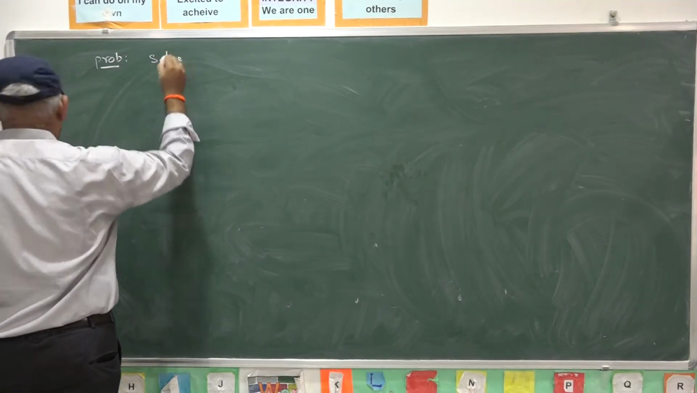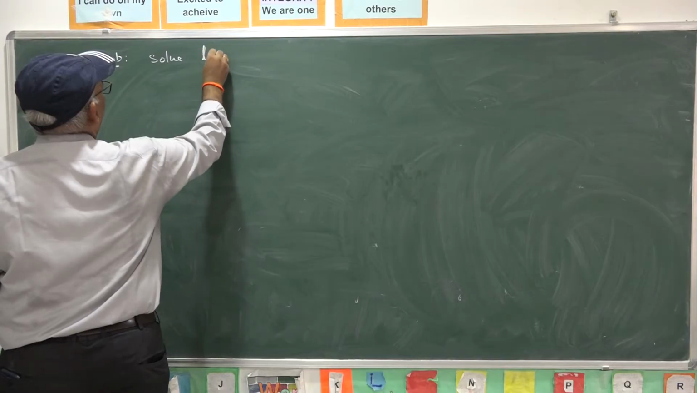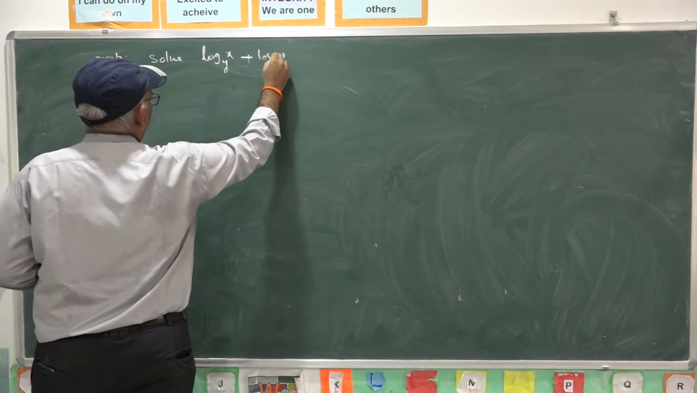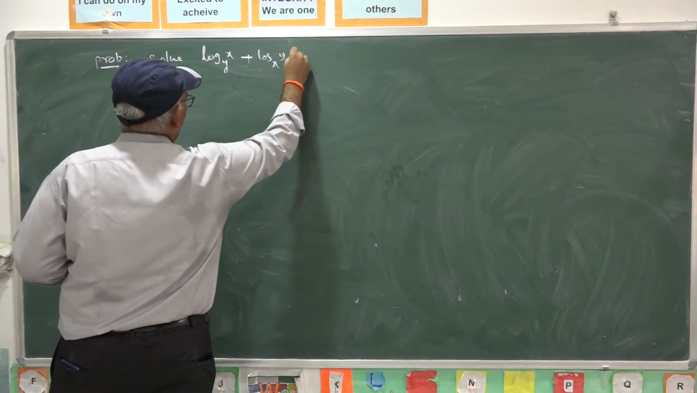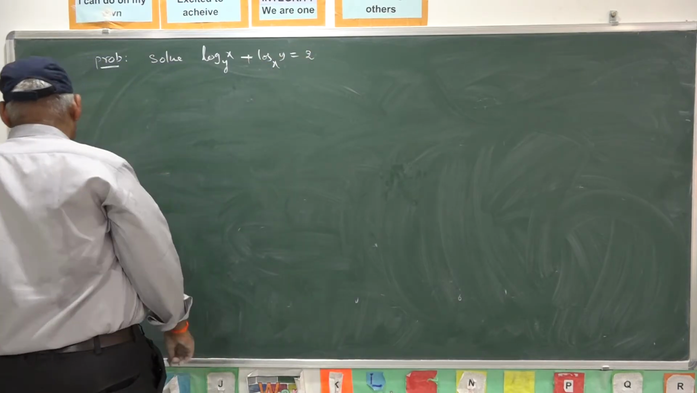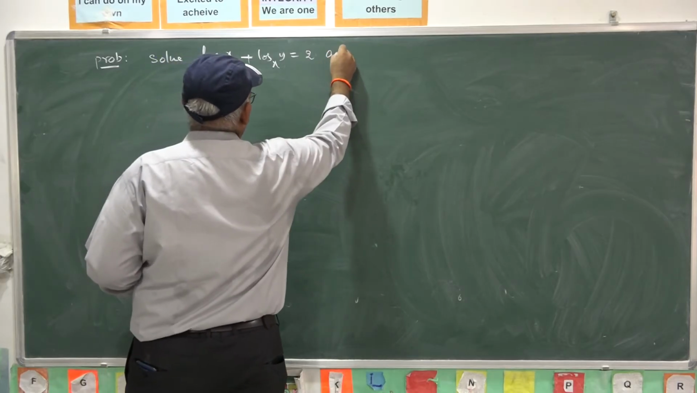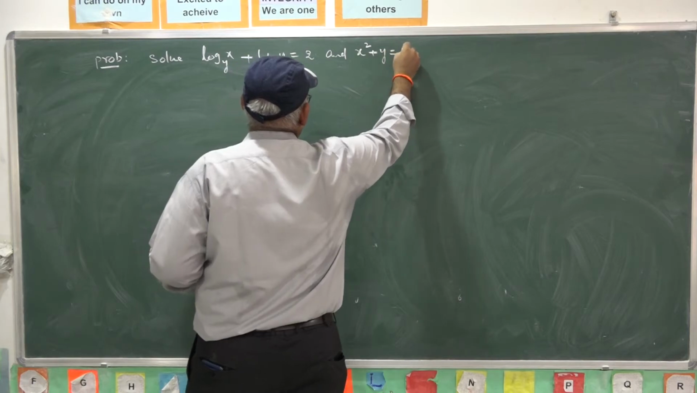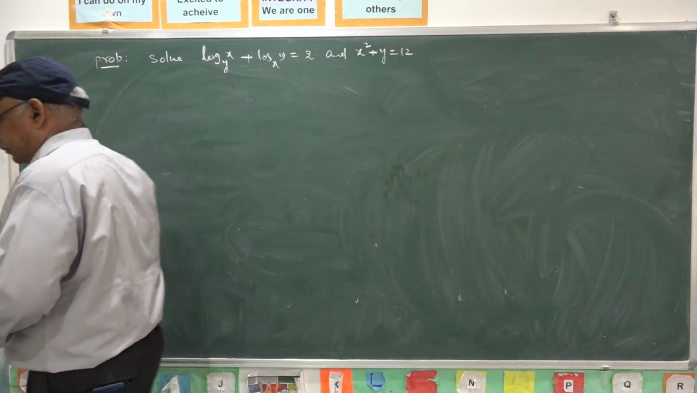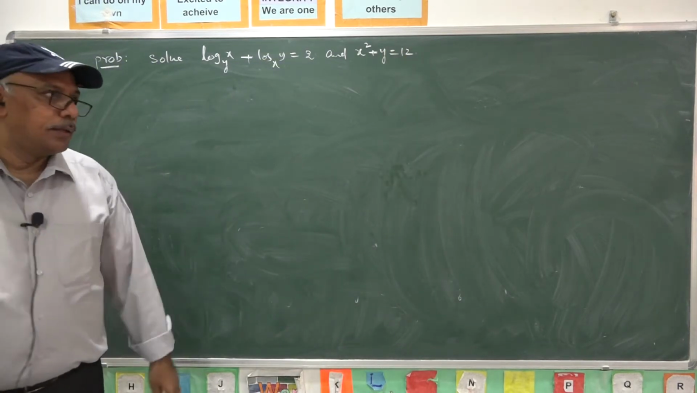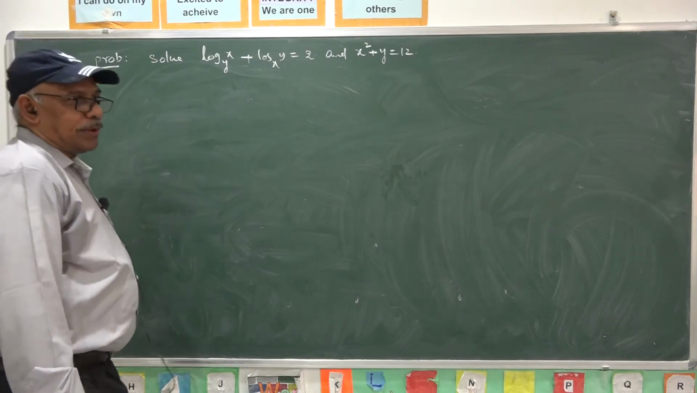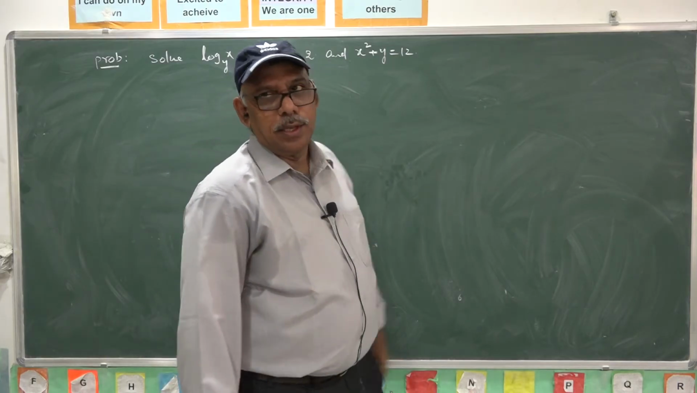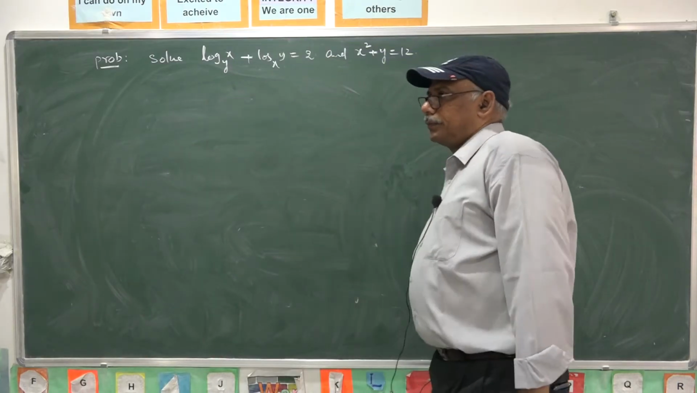Solve log x to the base y plus log y to the base x equal to 2, and x square plus y equal to 12. You have to find x and y values. Solving means you have to find x and y values from these two equations.